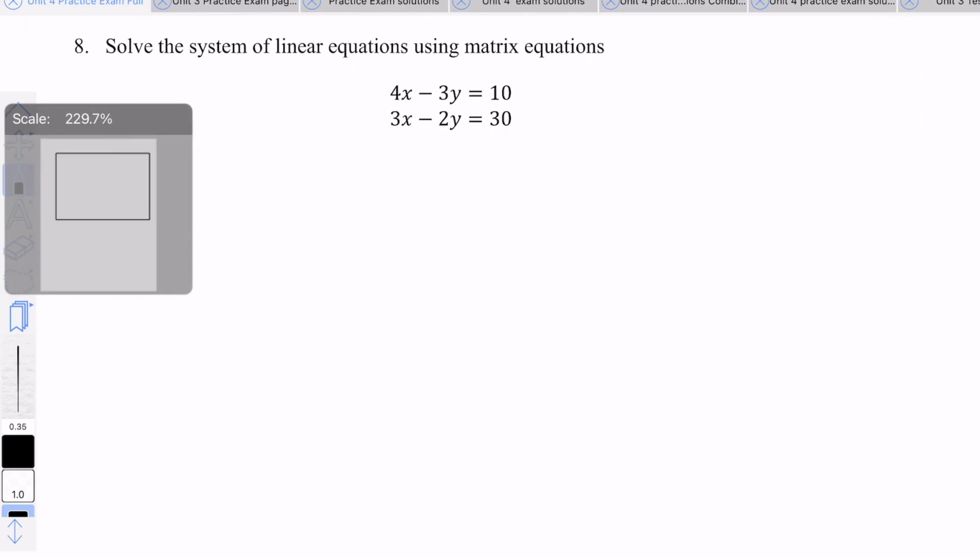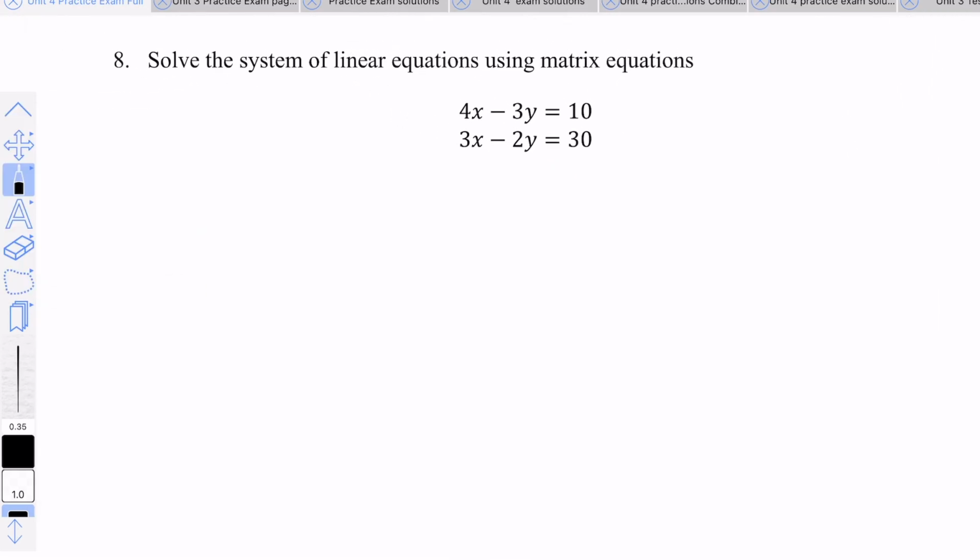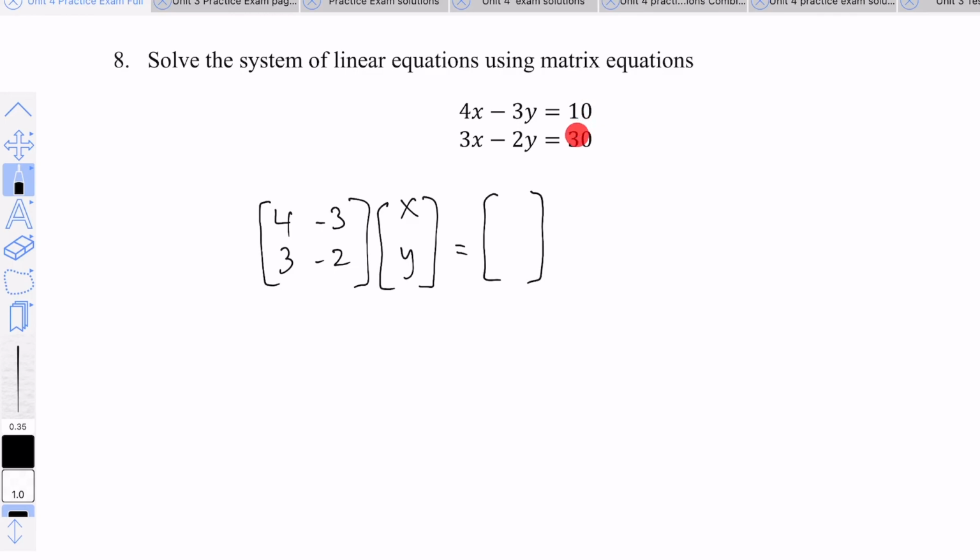Now number 8. This is from section 6.3. Solving a system of linear equations using matrix equations. So, like it says, the first thing we need is to set up a matrix equation. So the first matrix, matrix A, is the coefficient matrix. These are the coefficients of the variables. Then we have our variable matrix, and then we have a single column matrix comprised of those constant values.